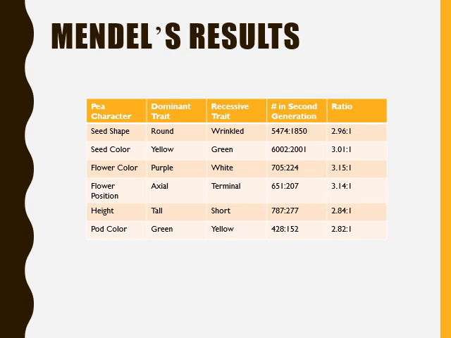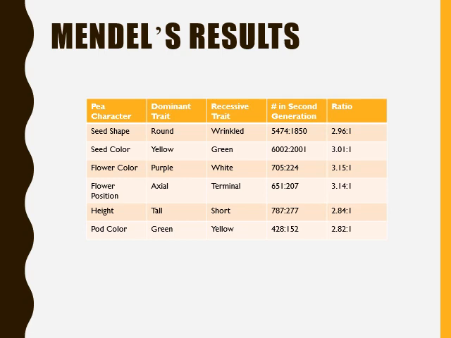He did this with all the other traits. 2.96 to 1, 3.01 to 1, 3.15 to 1, 3.14 to 1, 2.95 to 1, 2.82 to 1. All of these are pretty much the same. And that made him say, same thing you said, why? There was only one real explanation for this.